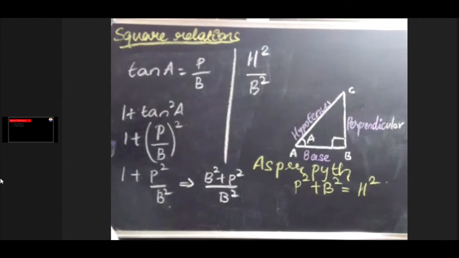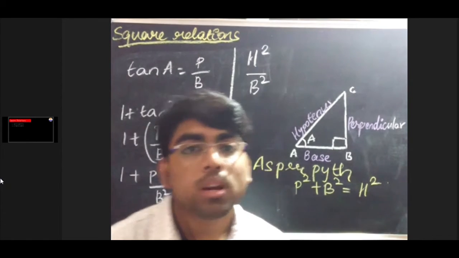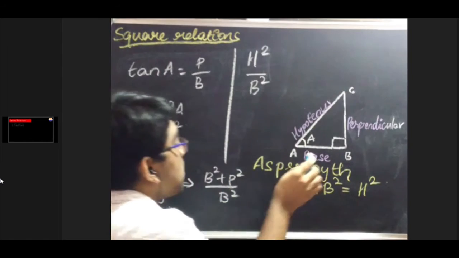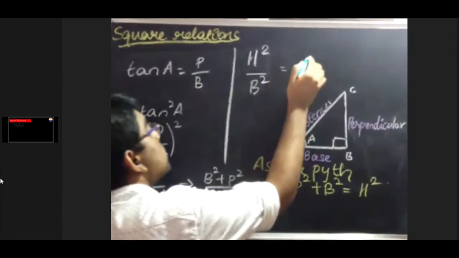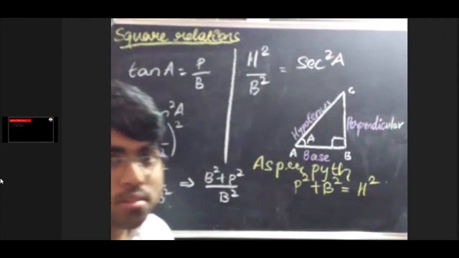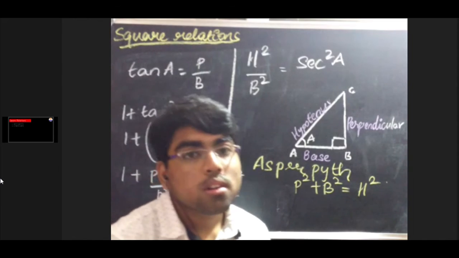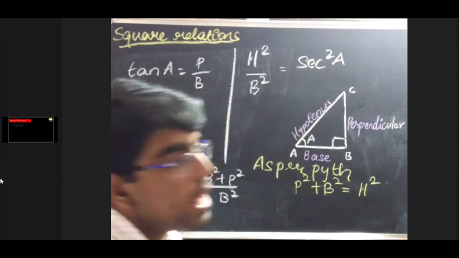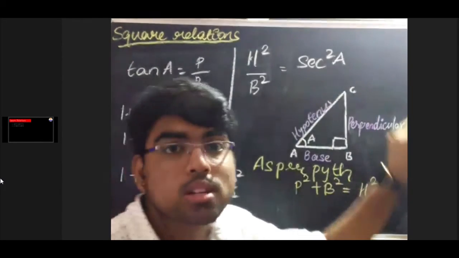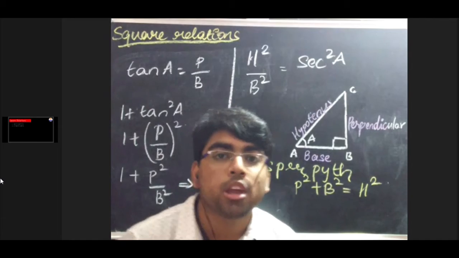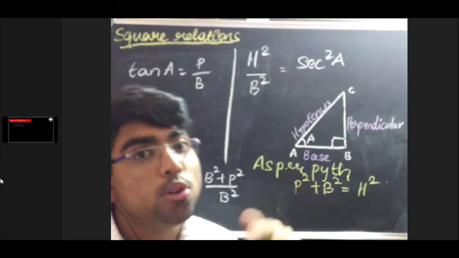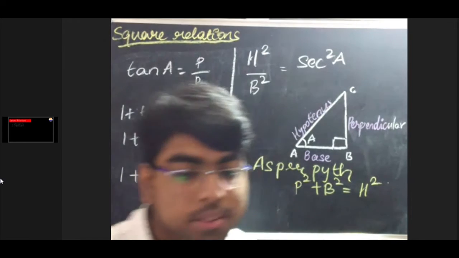H by B, hypotenuse by base, is nothing but secant. So secant square A, because it is squared over here. Secant A is squared, so it is known as secant square A. That does not mean that only secant is squared and A is not. While expressing in trigonometry, we write it as secant square A, which implies secant A the whole square.